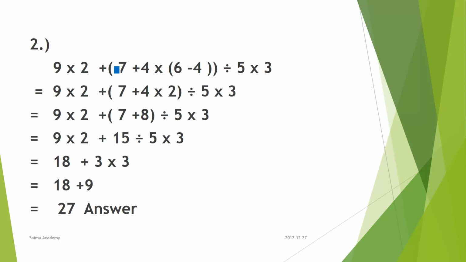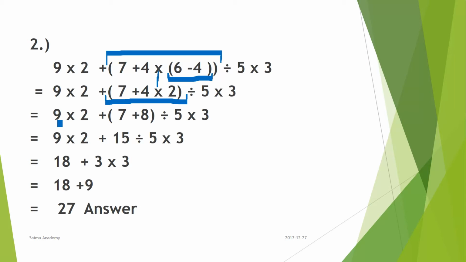So first is the parenthesis. In this case, we have two parentheses. First is this one, and inside this parenthesis we have another one, 6 minus 4. So we have to solve this parenthesis first. Write down whatever is here: 9 multiplied by 2 plus bracket start 7 plus 4. And just in the second step we have to solve only this part, 6 minus 4, which is equal to 2. And this is the multiplication sign. Now we have solved this parenthesis, it's gone, and then divided by 5 multiplied by 3. Now we have to solve this parenthesis.